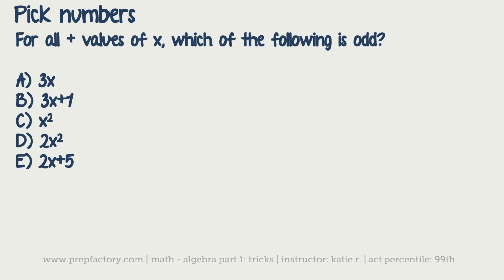Okay, so here's a pretty classic picking numbers question. For all positive values of x, which of the following is odd? Alright, so what you could do if you weren't picking numbers is you could just look at this and use an advanced knowledge of number properties, but that's not as easy as it could be, and you always want to do the fastest, easiest thing you can.